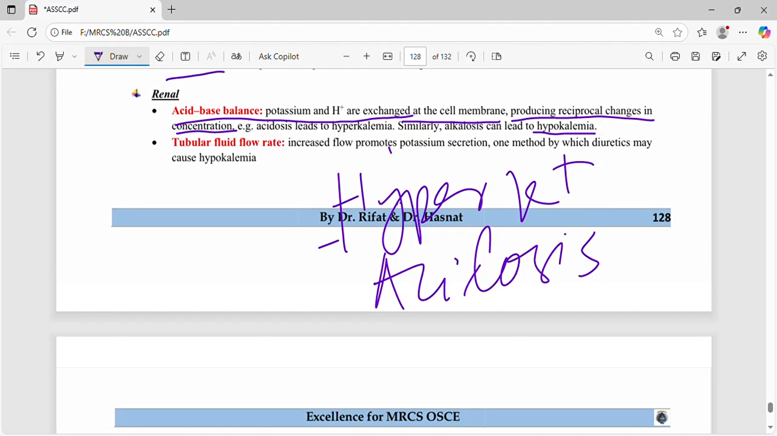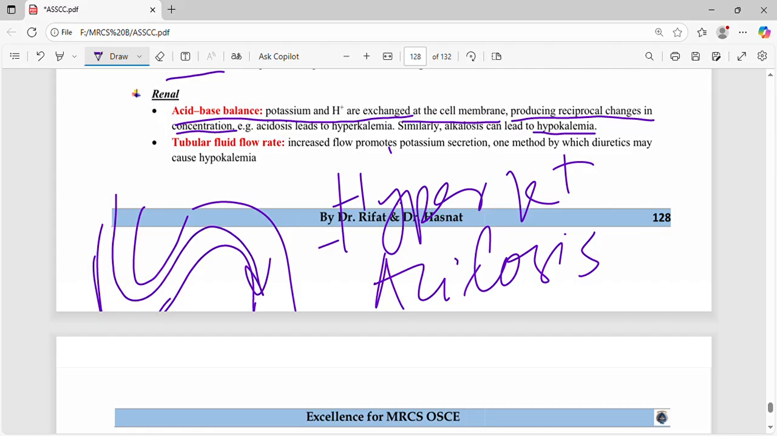Tubular fluid. Okay, so these are the tubules of the renal system. If there is a high flow rate of the fluid through the tubules, there will be loss of potassium and other electrolytes as well. This is one of the mechanisms by which diuretics work. They increase the fluid flow rate, so in the process there is loss of electrolytes.